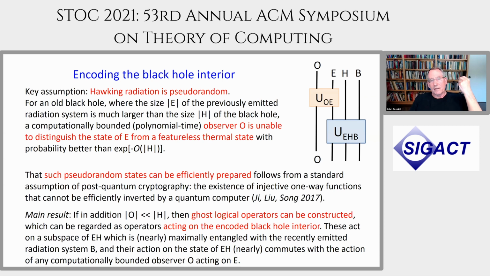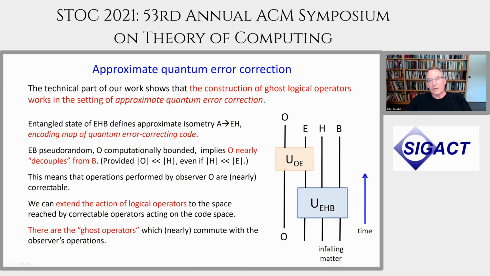So the observer is not able to interact with or influence the encoded interior, and so causality is satisfied. The inability to interact over vast distances is satisfied if we limit ourselves to observers of realistic complexity. So the technical part of what we do is use the theory of approximate quantum error correction to show that the construction of the ghost logical operators is possible if we make that pseudo-randomness assumption.